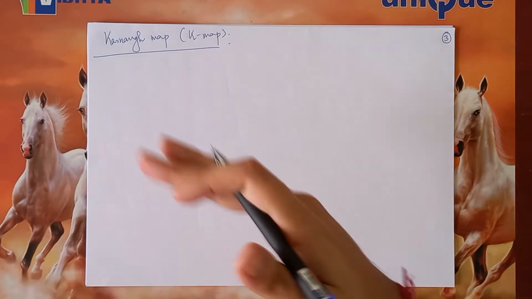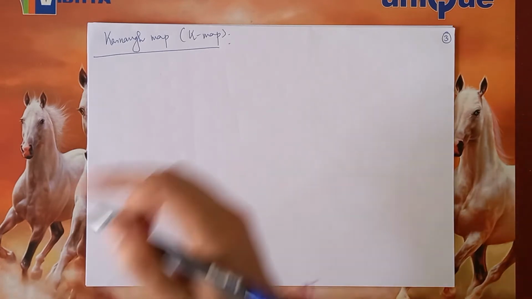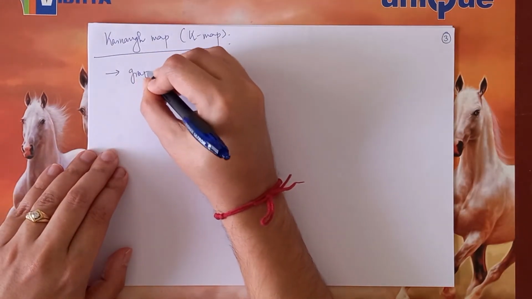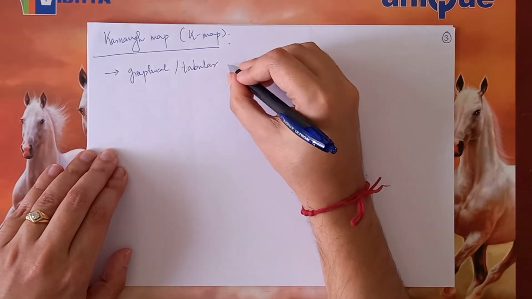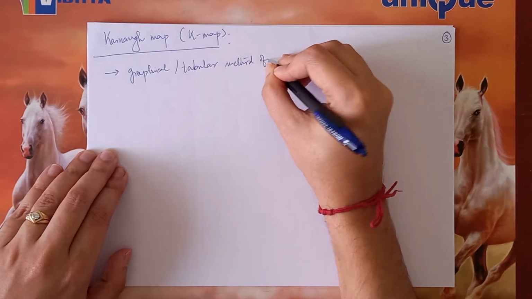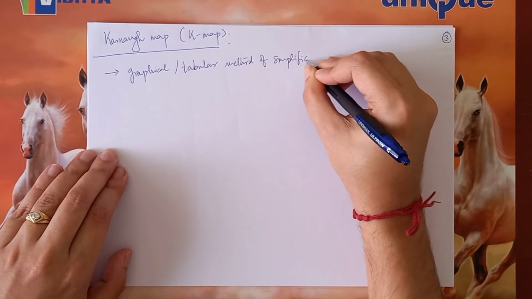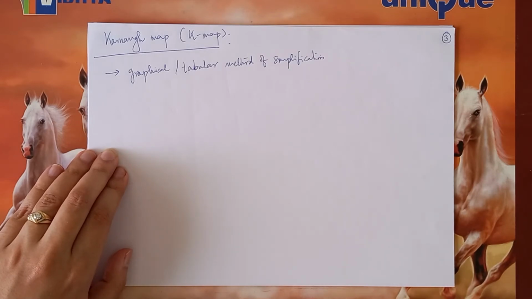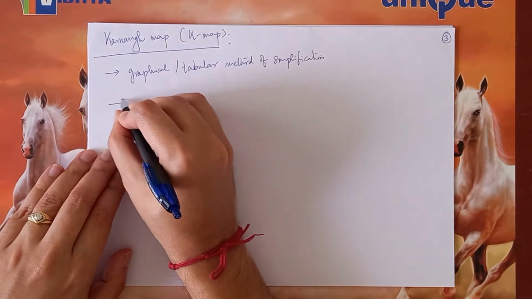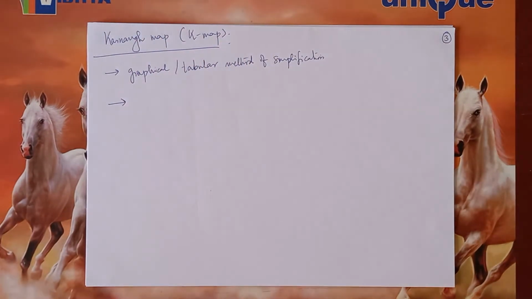This Karnaugh map is a technique which is not exactly an algebra based technique, but it is like a graphical or a tabular method of simplification. The Karnaugh map was named after the person who developed this technique. So the first thing to know about the K-map, as I said, is it is a graphical or a tabular method of simplification.